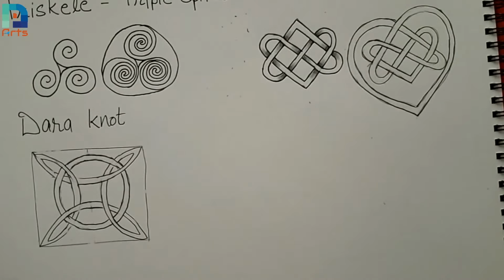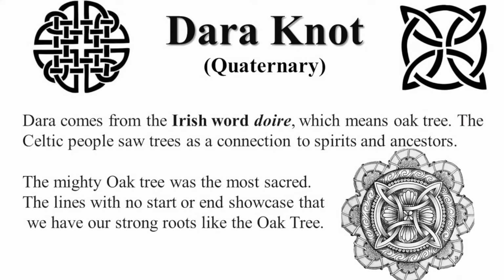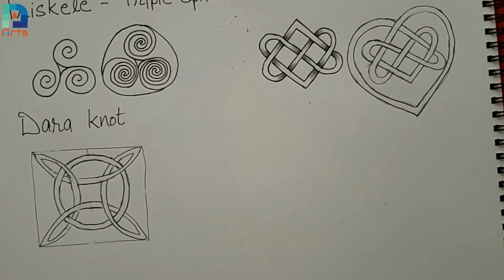So this is the Dara knot, and if you see here, this is the quaternary symbol, like the four sides, and it comes from the Irish word dair, which means the oak tree. Generally the Celtic people saw the trees as a connection of spirits and the ancestors. So this symbol represents strong roots and strong connections. And obviously it has no start and no end. And again, this knot also has lots of variations.